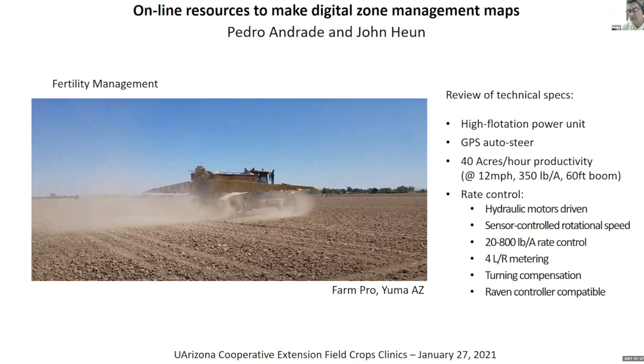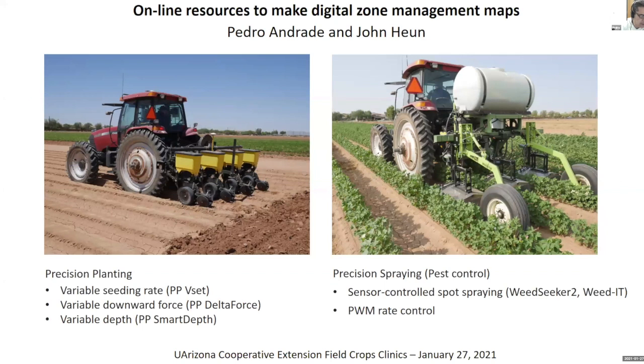They're metering individually at 4 points in that spreader, so 2 on the left, 2 on the right. There's turning compensation. There's driving controller compatibility and, perhaps by now, compatibility with other displays. The point is, such a large machine with tremendous capacity and advanced control, why is it that it's not being used more often in variable rate mode? So that's the first question I'm posing in this presentation.